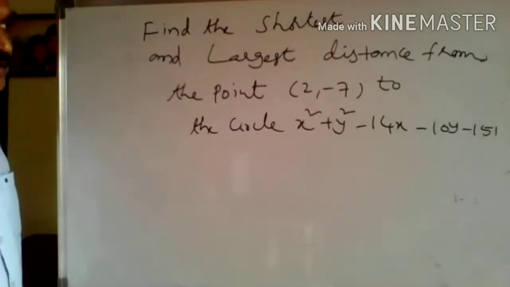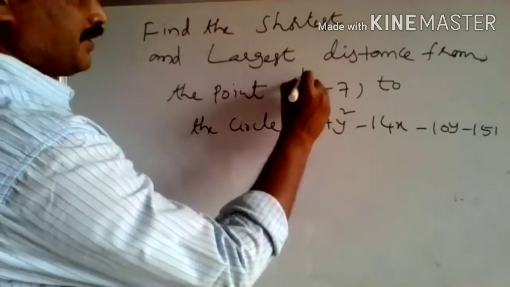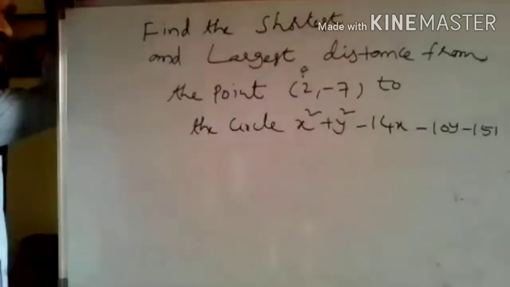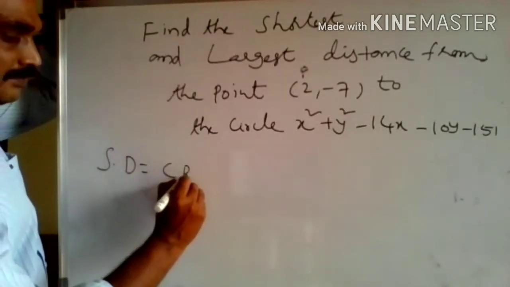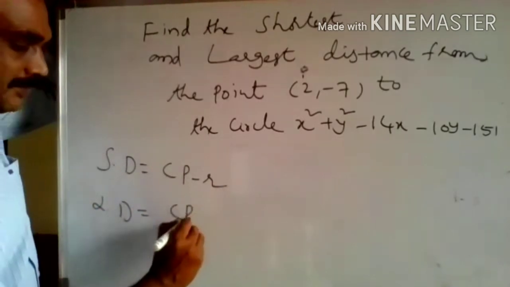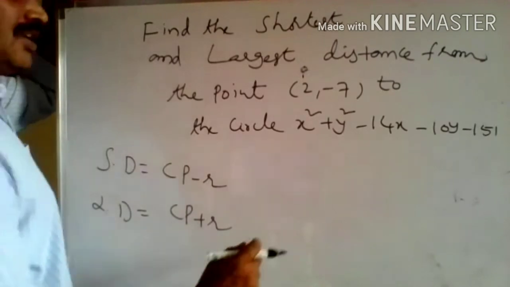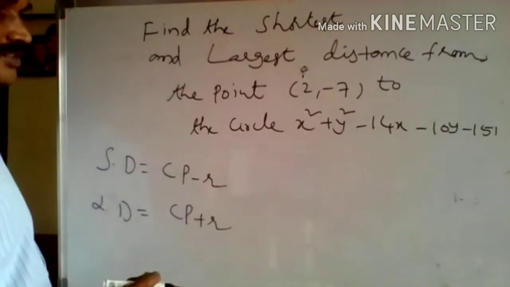Shortest and largest distance from the point. This point is P, (x1, y1). The shortest distance formula is CP minus R, and the longest distance formula is CP plus R. So first, what are the center and radius?